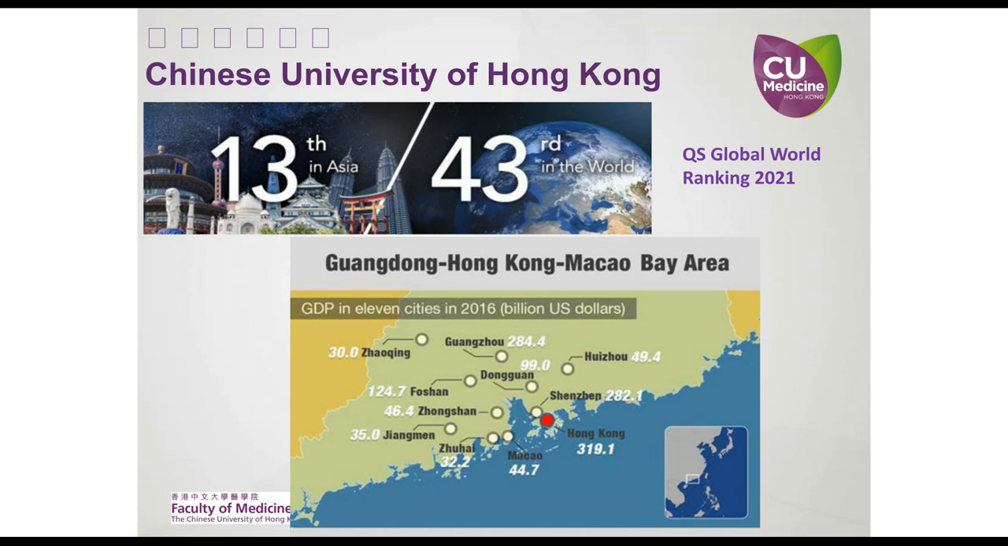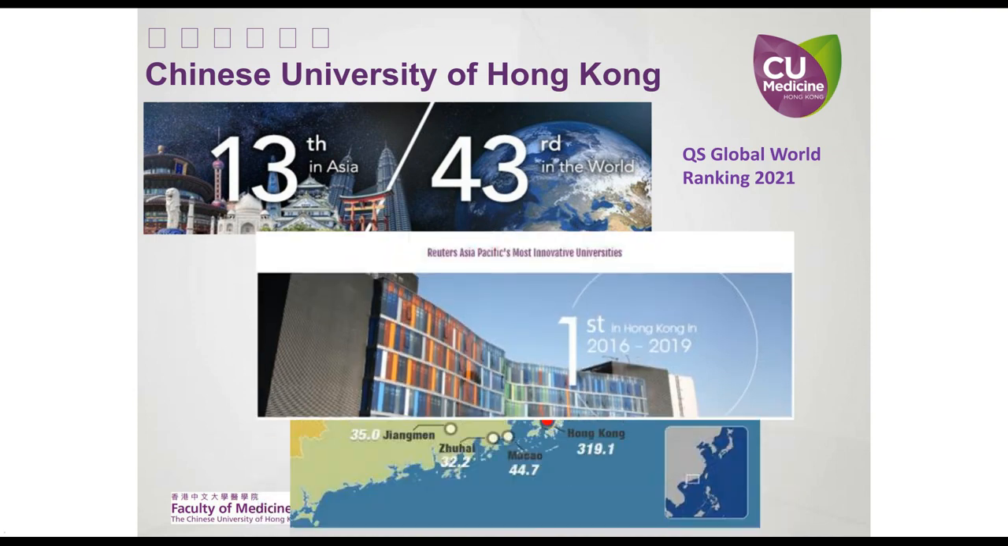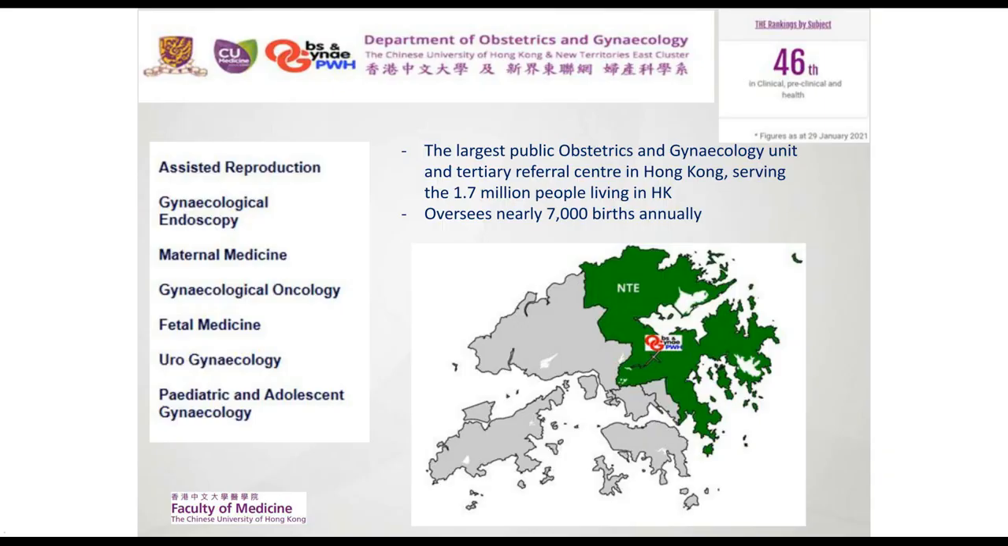Regarding our department, the Department of Obstetrics and Gynaecology, we are the largest public ONG unit in Hong Kong. We serve about 1.7 million people living in Hong Kong, and we oversee over 7,000 births annually. We specialize not just in assisted reproductive medicine. We also have a UK Royal College accredited fellow training center in fetal maternal medicine, gynecology, as well as other subspecialties.